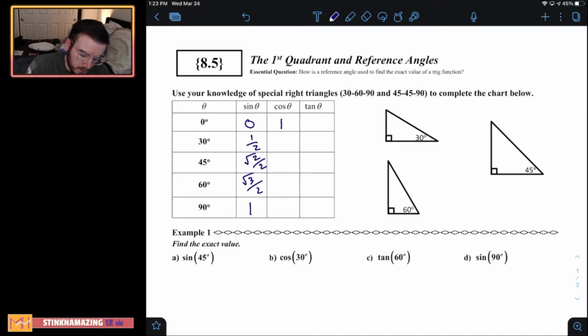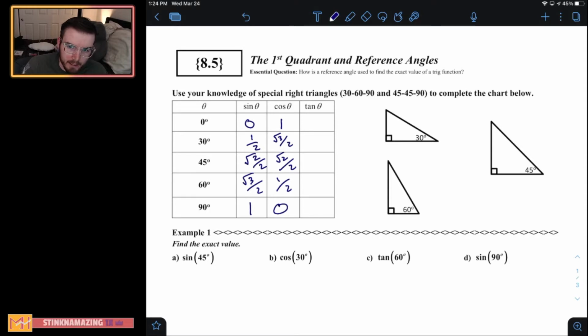Cosine of 0 is 1. This one's root 3 over 2. This one is also root 2 over 2, and this one is a half. You see how those two are switched? Try to remember that. And this one is 0. You see how these two are switched, right?